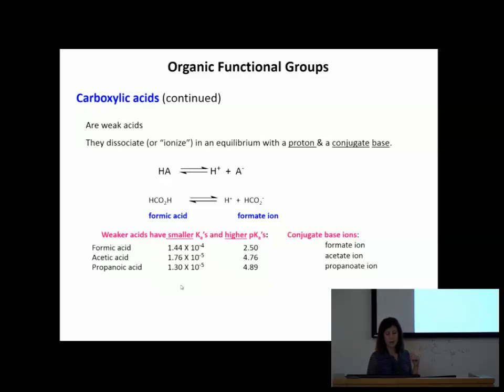Now, the formic acid has a larger one than the acetic acid. So what can we say about formic acid? It's a stronger acid than acetic acid. Formic acid is what is in ant bites. And that's why it stings, right? Our vinegar is only 5% acetic acid, so you're not drinking pure acetic acid. That would not be advisable.